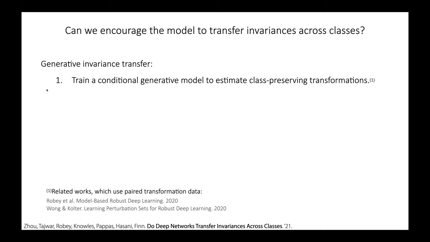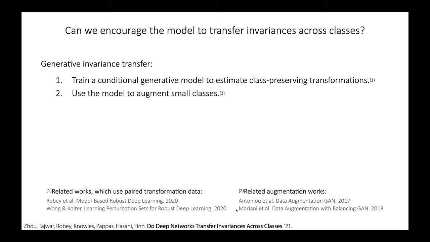And then once we have this generative model, we can use this to augment the small classes. As a result, if we train this model on the entire data set and then augment the small classes, we're effectively going to be transferring these invariances in a very explicit way to the small classes. It's also worth mentioning there are prior works that use learned data augmentation to improve performance. Here we're really going to be focusing on this invariance transfer problem.